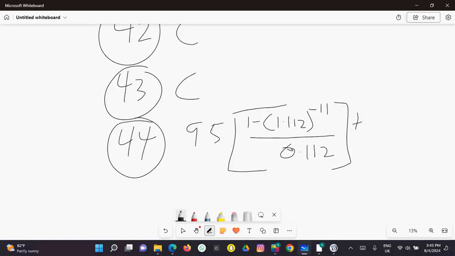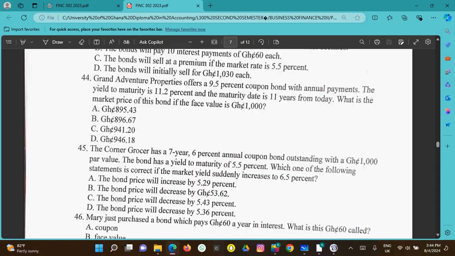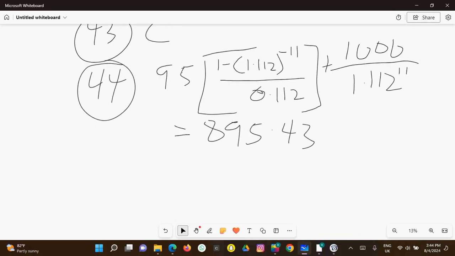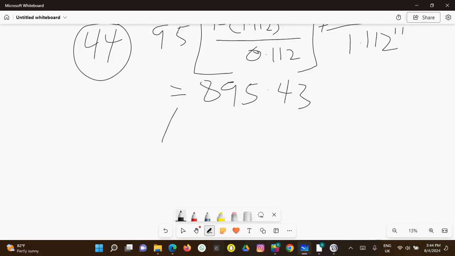Like we know this formula already here on this channel, so I don't have to repeat the formula and do everything, otherwise we'll be wasting time. Plus 1,000, which is the face value, all over 1.112 to the power 11. And this is going to give us 895.43, which is answer option A. Answer option A.